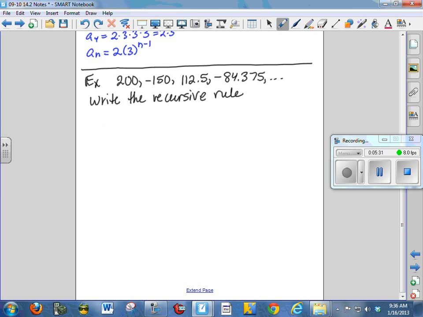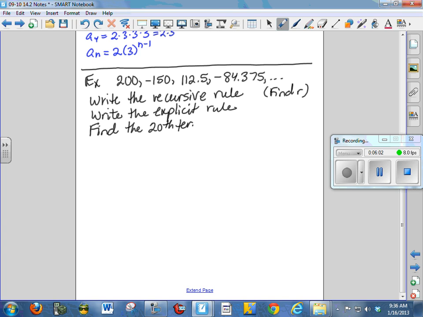So this is a try this problem. Write the recursive rule for this function, and then write the explicit rule. And obviously you have to find r. Find the 20th term. So if you want to pause the video, you can try this problem, and then I will talk through it when you resume the video.